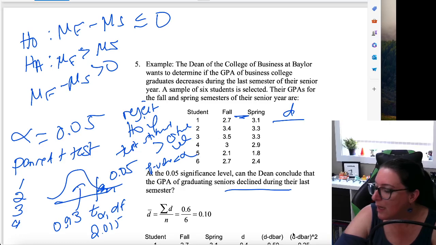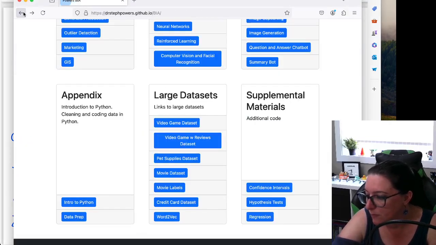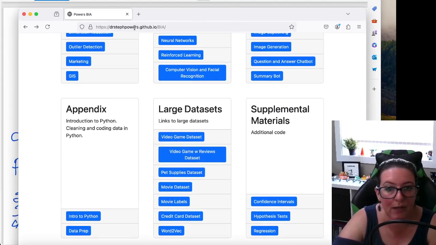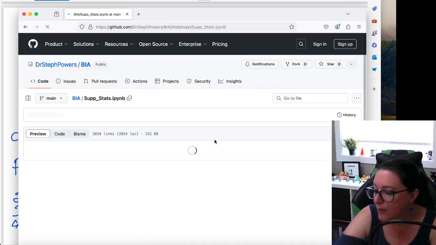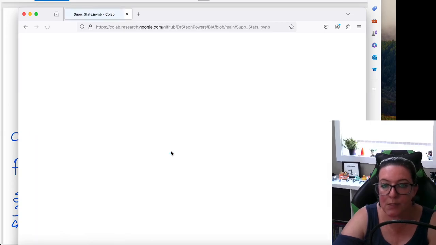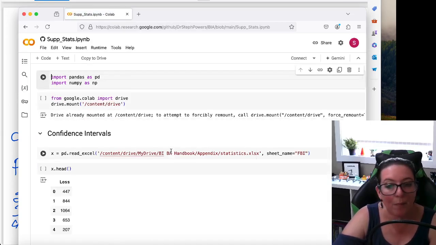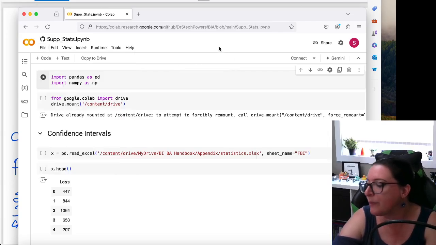All right. If instead of wanting to do this in Excel, we want to do this in Python, we can do this in Python. Just a reminder, if you want to work with us in Python, go to drstephpowers.github.io/BIA. We're in Supplemental Materials, Hypothesis Tests. Click on the button that says Open in Colab. This opens an app in Google Docs. Make sure you're signed into your Google Drive. Make sure you save a copy to your drive.